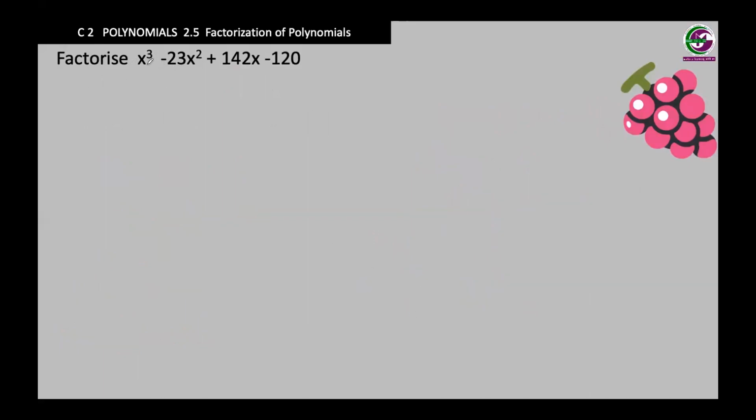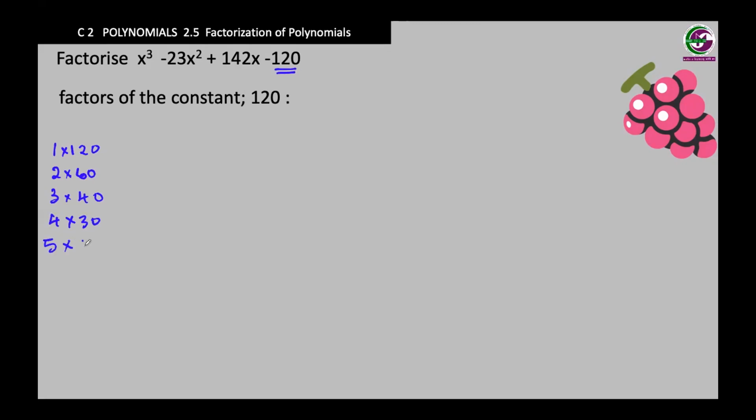X cube, whenever it starts with power 3, it will be a little more lengthy. So as usual, we start with the constant, which is 120. The factors of 120, again, as I told you, the factors start from 1. 1 times 120 is 120. After 1, yes, in times table 2 also we have 120, 2 times 60. In 3 also we have 3 times 40, 4 times 30, 5 times 24, 6 times 20. In times table 7, we don't have 120. Now we will move on to 8 times 15.